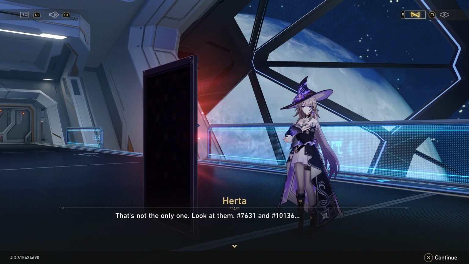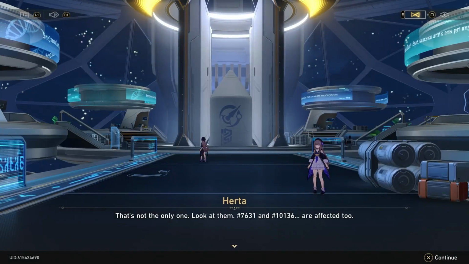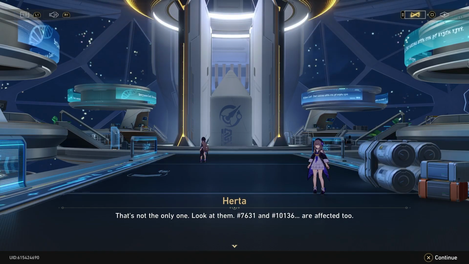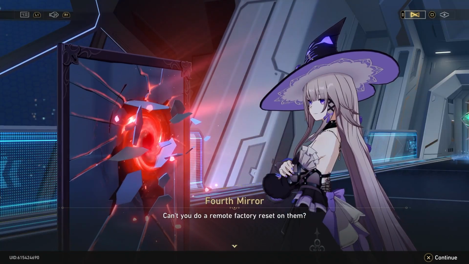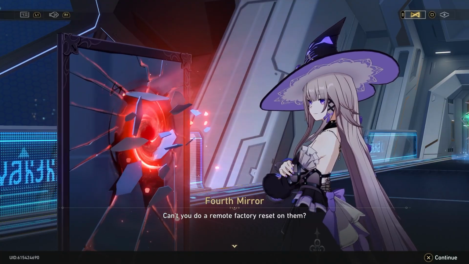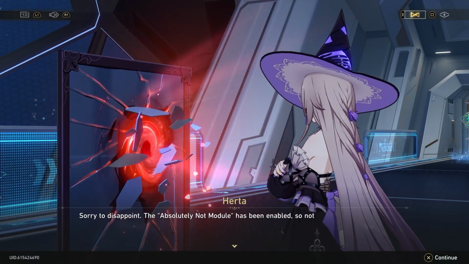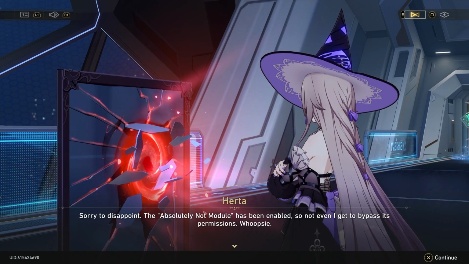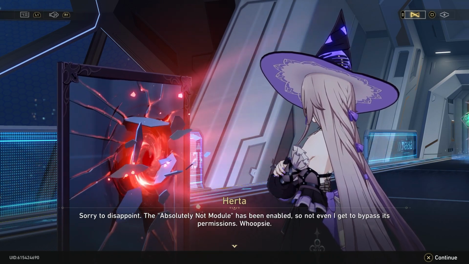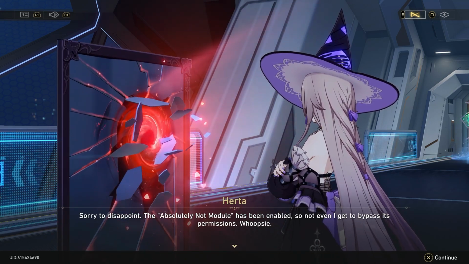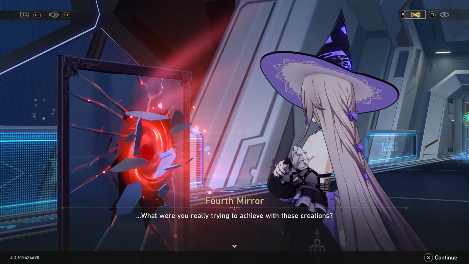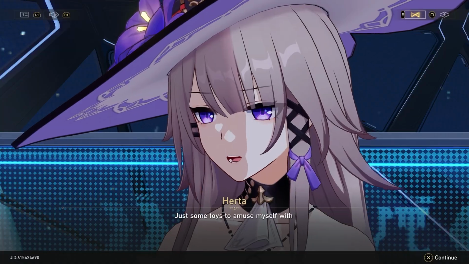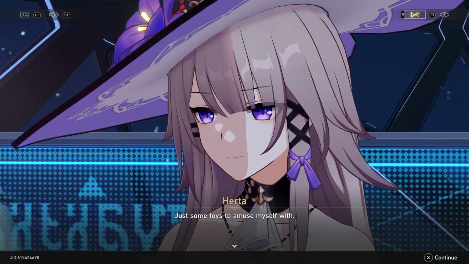That's not the only one. Look at them. Number 7631 and number 10136 are affected too. Can't you do a factory reset on them? Sorry to disappoint. The Absolutely Not module has been enabled, so not even I get to bypass its permissions. Whoopsie. What were you really trying to achieve with these creations? Just some toys to amuse myself with.